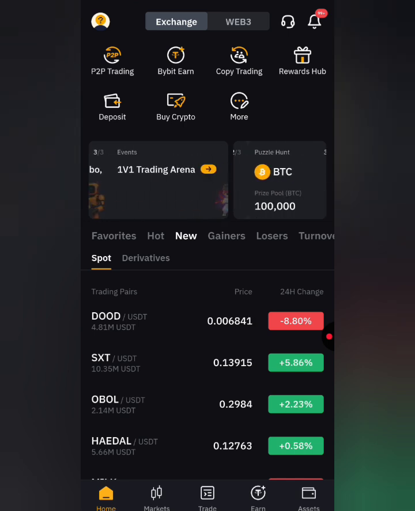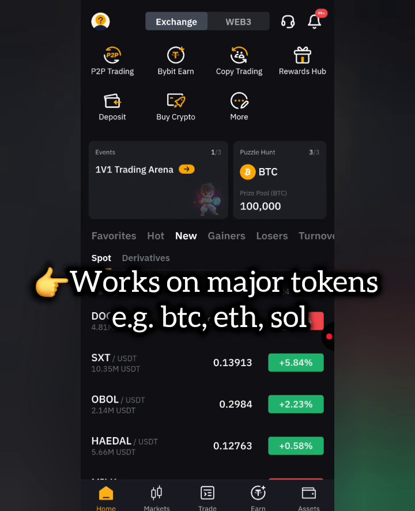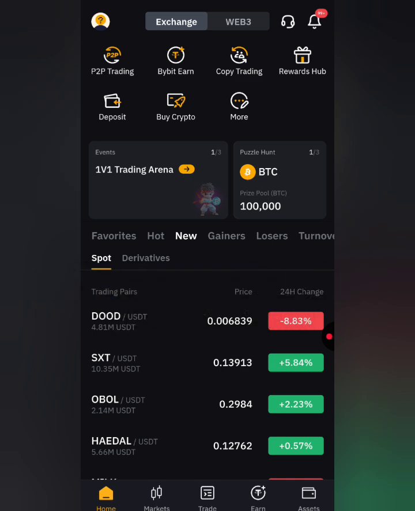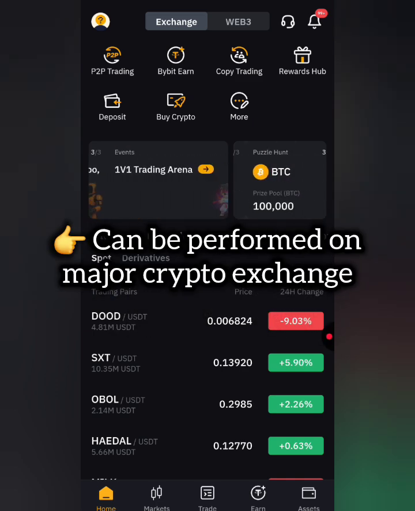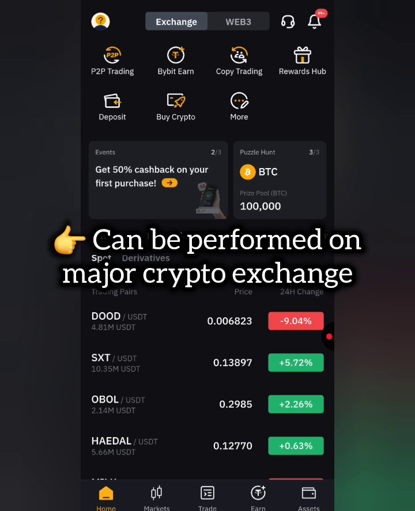Now, another strength is it actually works on major coins like BTC, ETH, BNB, Solana, and actually many more major tokens that have high trading volume, okay? Now, another strength is that you can actually perform it on major crypto exchanges. You can perform a cross-exchange arbitrage if you find an opportunity between BYBIT and Binance, or between BYBIT and Gate.io, or Binance and MEXC, okay?